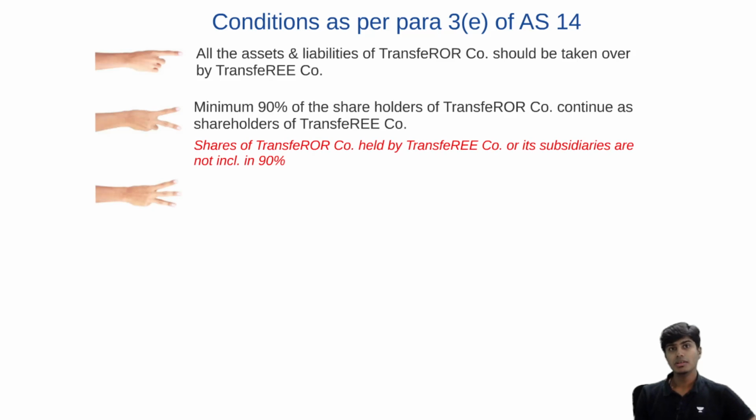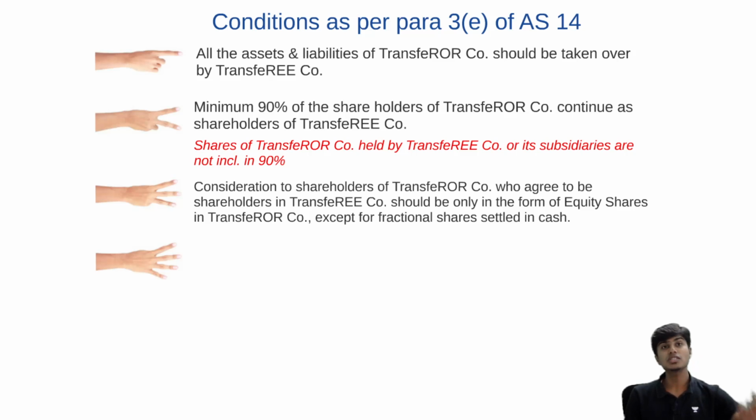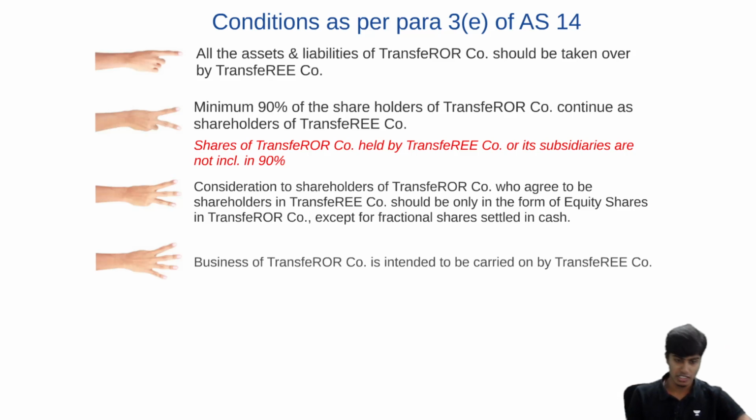Then number 3 is that the consideration to shareholders of the transferor company is given by the transferee company in terms of equity shares only. The exception being fractional shares, which are settled in cash. And then the next condition is that the business of the transferor should be continued by the transferee.